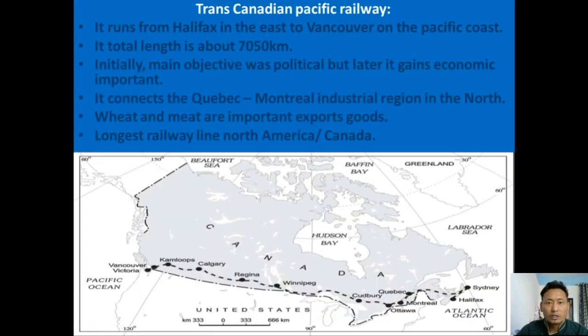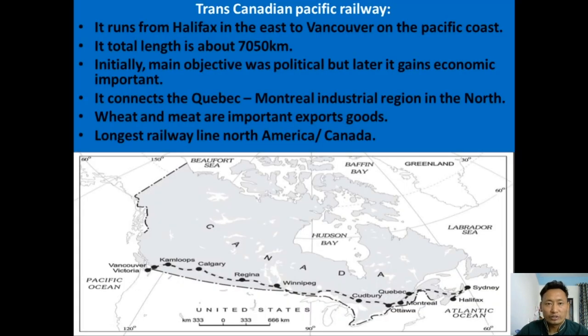Next, Trans-Canadian Pacific railway line. It runs from Halifax in the east, so this is Halifax, and Vancouver in the west. So these are called the two end stations or terminal stations of this particular railway line. The total length of this railway line is 7,050 kilometers from Vancouver to Halifax.